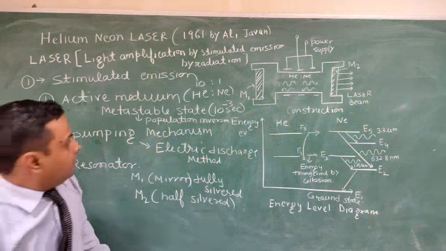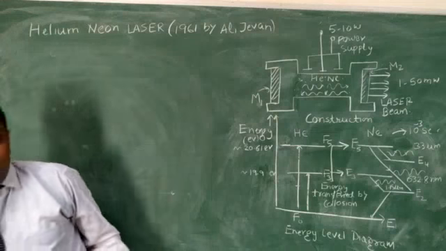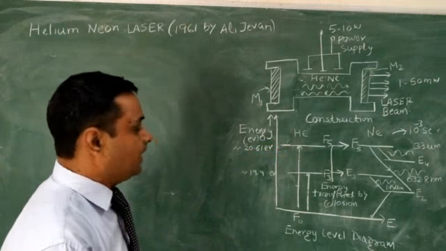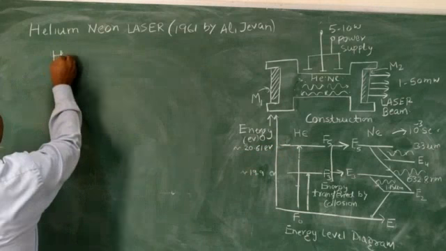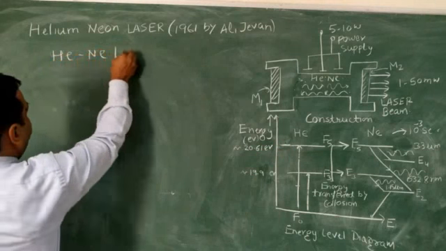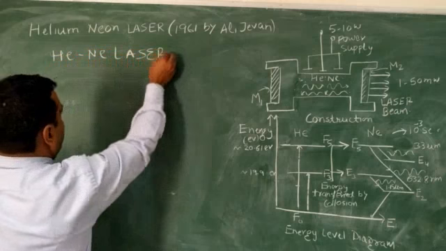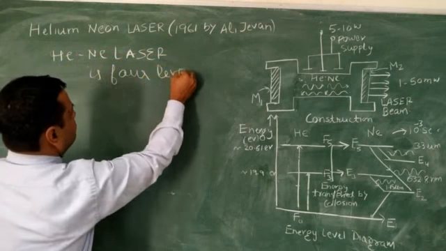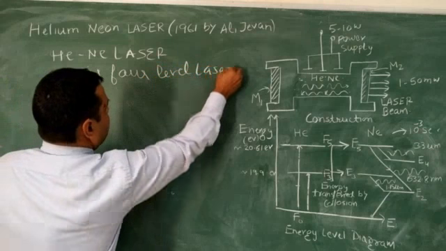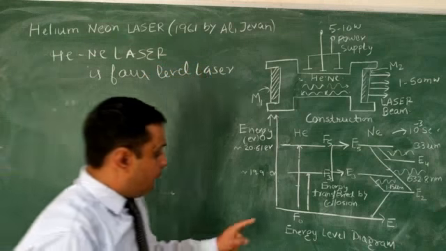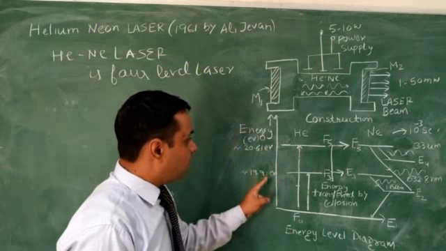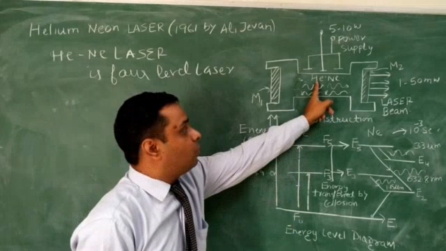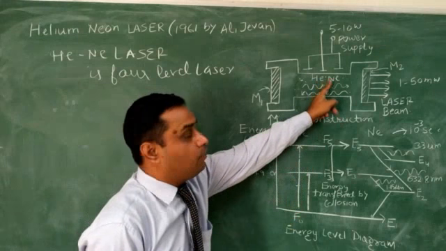So here we will discuss the energy levels of the helium neon laser. The helium neon laser is a 4-level laser. Why? Because in this we can see the energy levels of helium and neon, since we are using the combination of helium and neon at the ratio of 10 to 1.